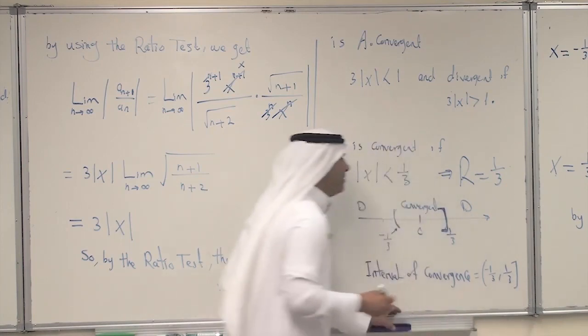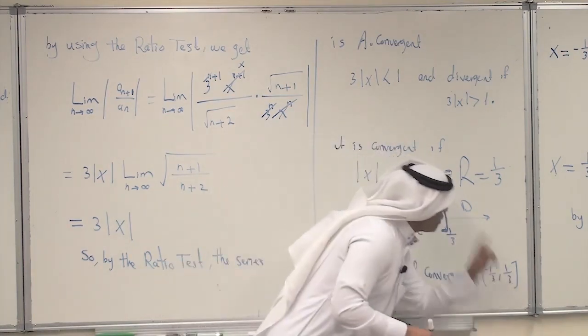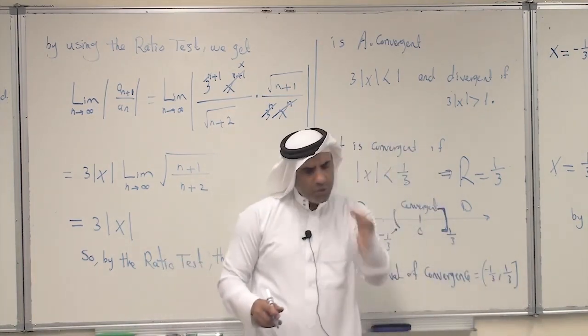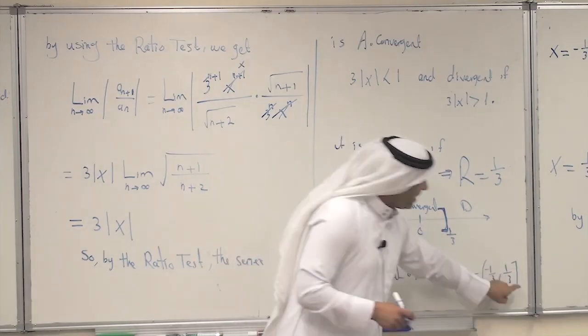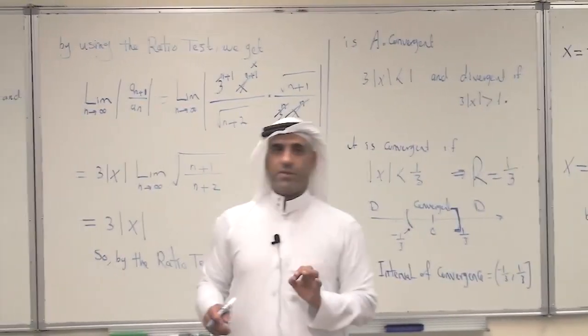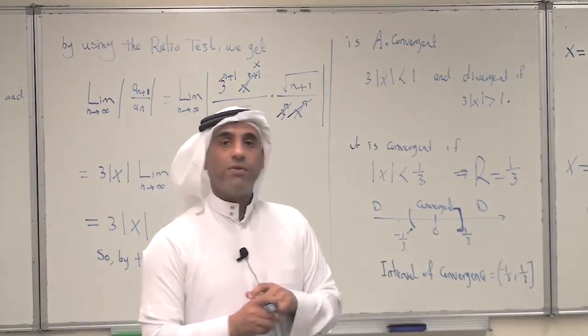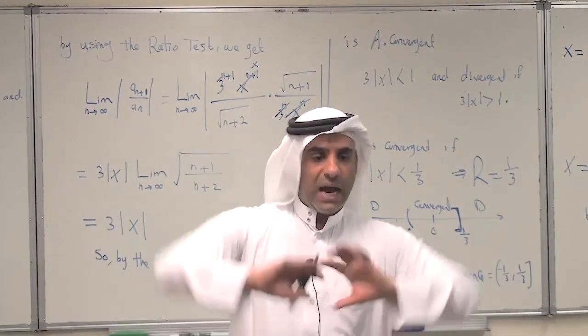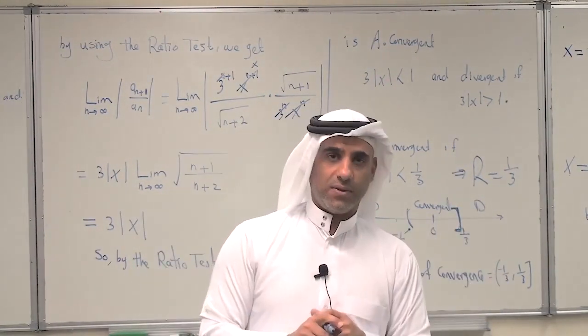I will comment on this interval. Inside the interval, not only do we have convergence, we have absolute convergence. At x equal to 1/3, we have only convergence. At x equal to minus 1/3, we have divergence. Outside, for sure, we have divergence.